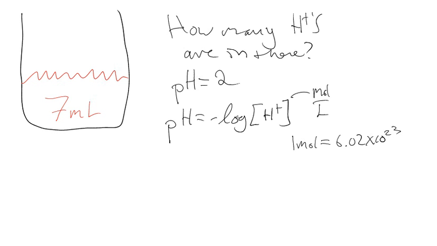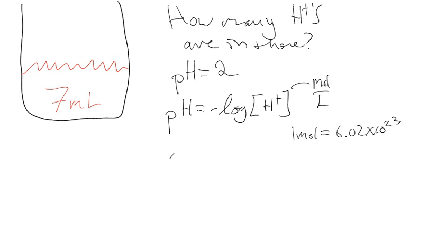Okay, so we know what the left-hand side of this equation is, it's 2, but we want to figure out what the concentration of H pluses is, this H plus in brackets here. And so what we can do is multiply both sides by minus 1. So you put a minus 1 here, and that minus 1 times this minus will be a plus here. And so then we have minus 2 equals log of H plus.